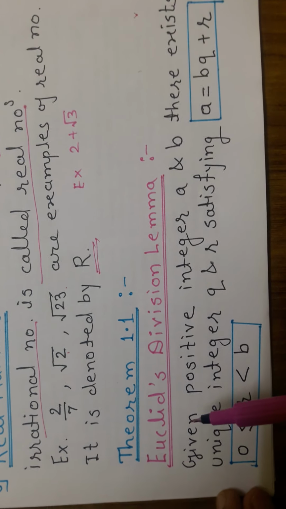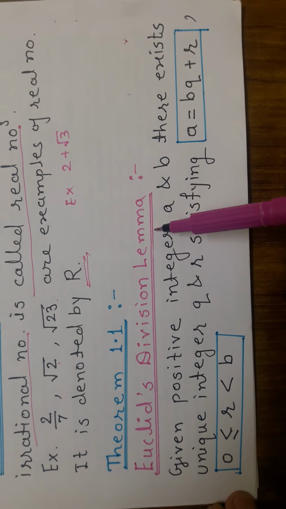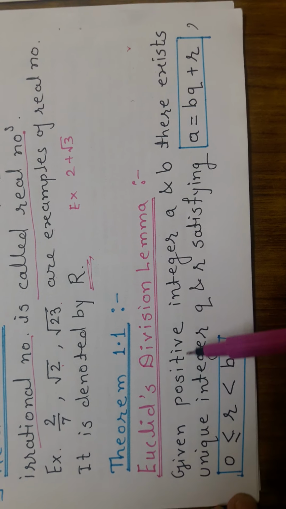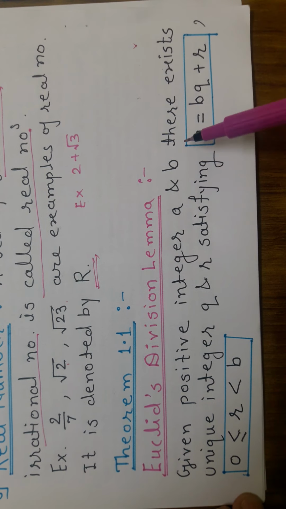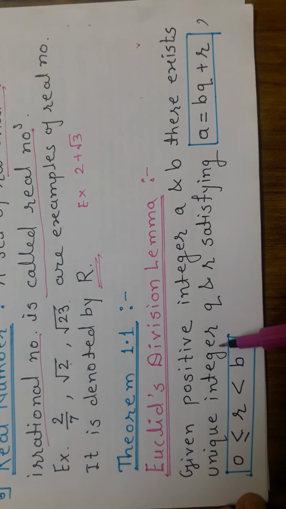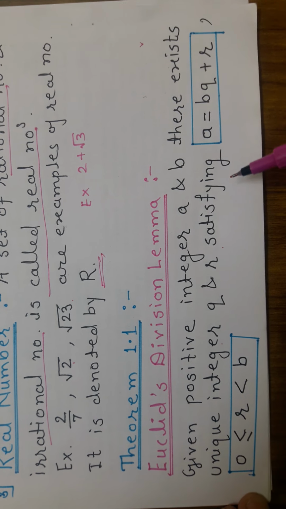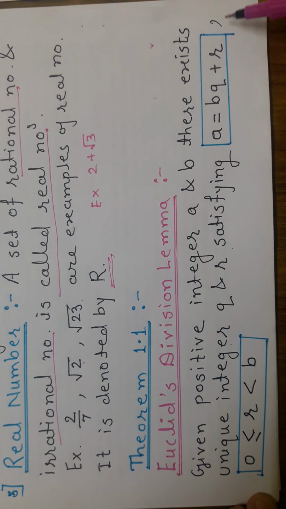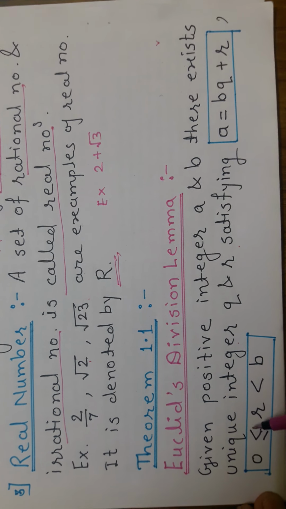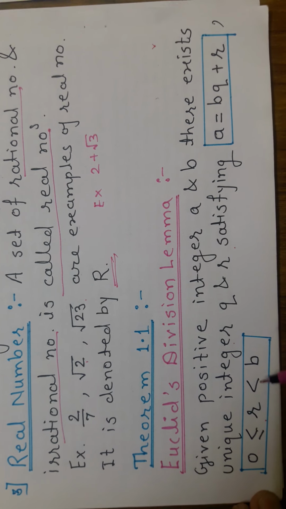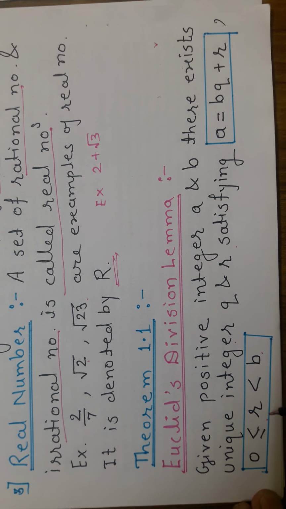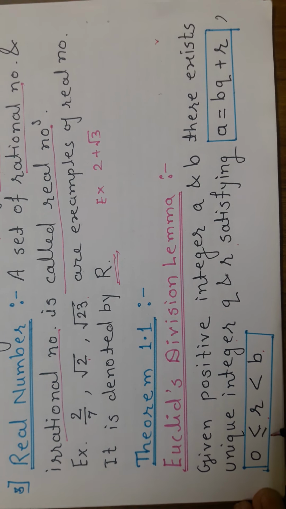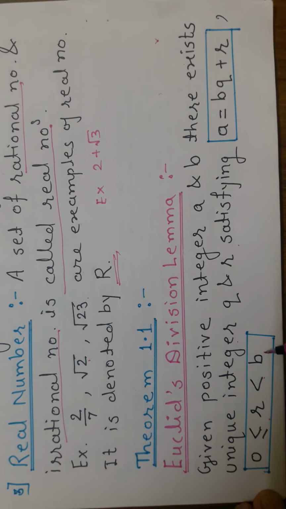Theorem 1.1. Euclid's division lemma. Given positive integers a and b, there exist unique integers q and r satisfying a is equal to bq plus r. The condition is 0 less than or equal to r strictly less than b, means r is greater than or equal to 0 but less than b.